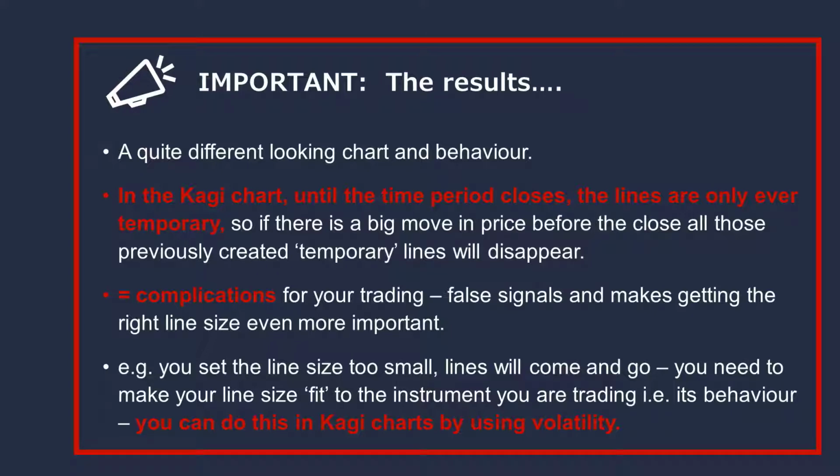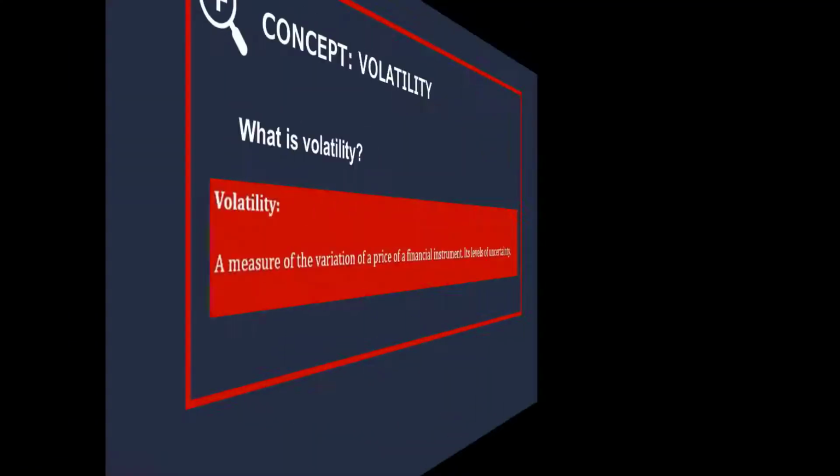If you get the line size too small, these lines will come and go. Too long, you get no trade. So how can we better come up with a line size that is appropriate for the market? Foreign exchange is less volatile than equities, so we need something that works within the asset market that we are trading. And there is one way of doing this, and this is using volatility.